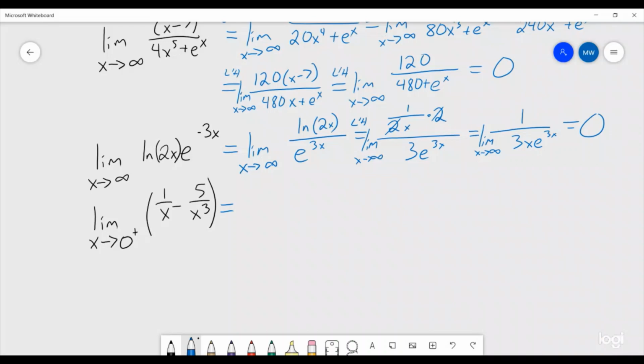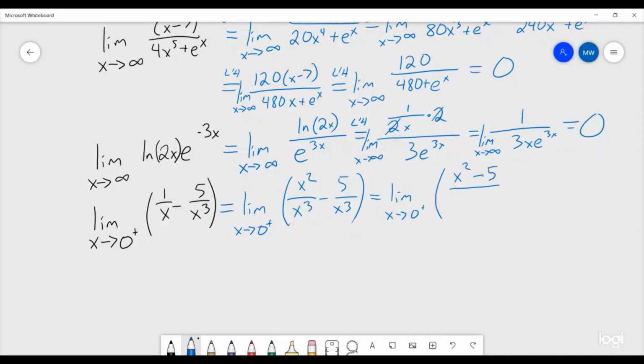This one's infinity minus infinity. So we first have to find a way to combine everything together. So why don't we first rewrite this so that we have a common denominator. So this is x squared over x cubed minus 5 over x cubed. So this is the limit as x goes to 0 from the right of x squared minus 5 divided by x cubed.